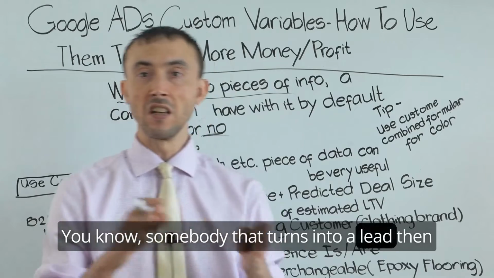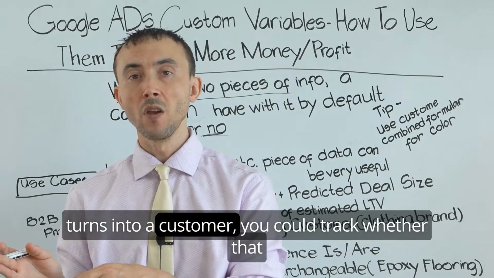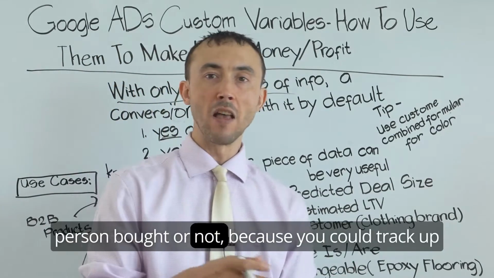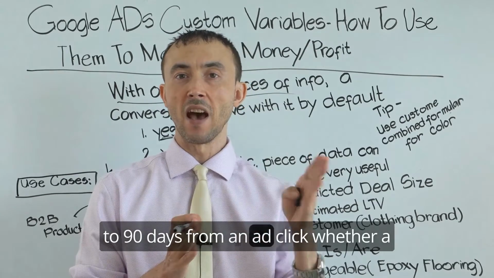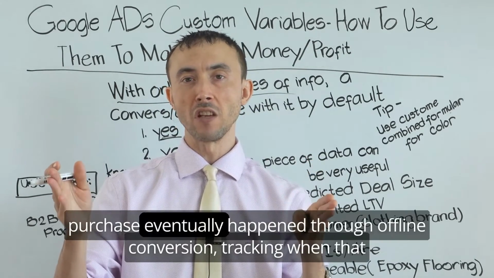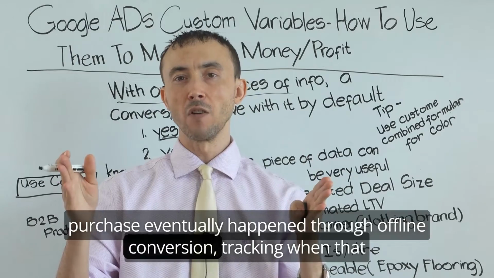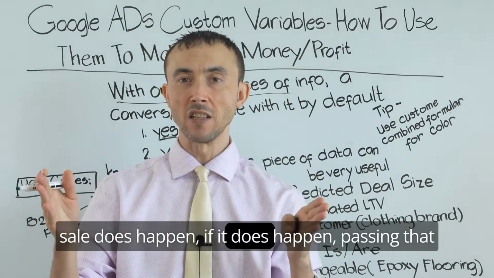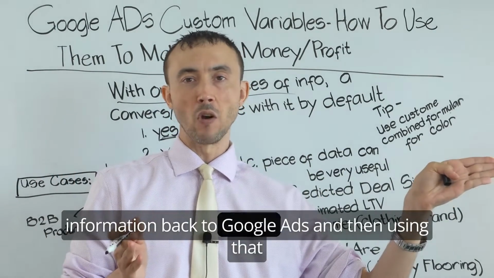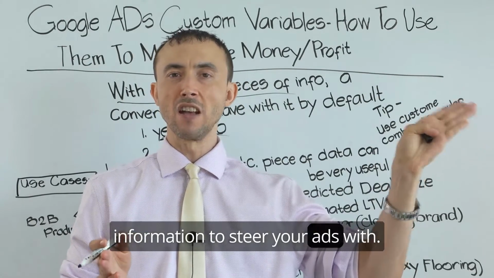Somebody turns into a lead and then turns into a customer, and you could track whether that person bought or not, because you could track up to 90 days from an ad click whether a purchase eventually happened through offline conversion tracking. When that sale does happen, if it does happen, you pass that information back to Google Ads and then use that information to steer your ads.